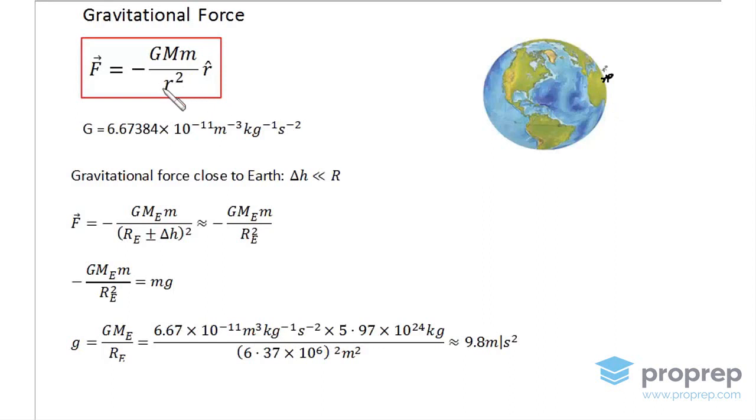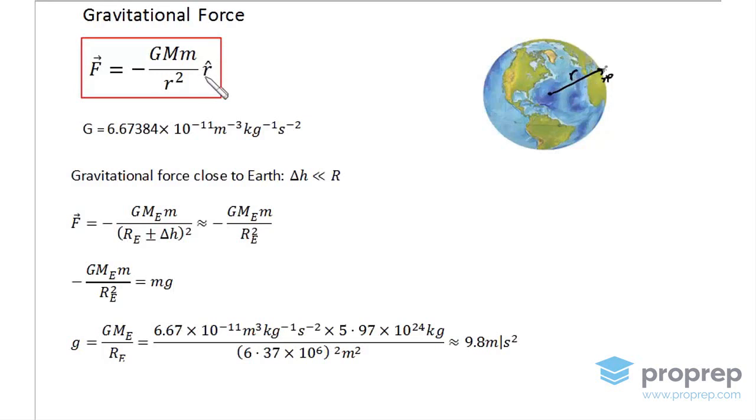Now here we have our r squared, okay, so our r represents the distance between the two masses, and the distance is measured from the center of mass. So for instance, from Earth, our center of mass is somewhere in the center of the sphere, okay, so our r is going to go from the center of the sphere until the center of mass of the human. Okay, so this is our r.